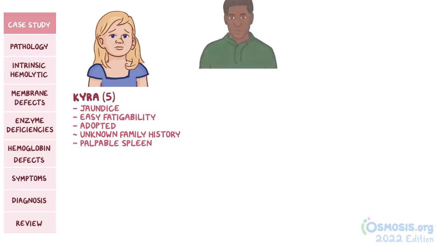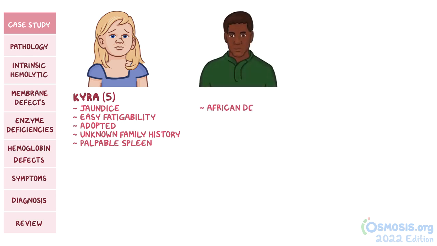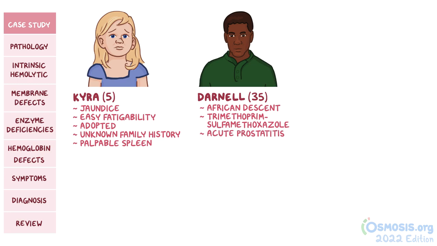Next to her, there's a 35-year-old person of African descent named Darnell, who started trimethoprim-sulfamethoxazole for treatment of acute prostatitis a few weeks ago. Recently, he developed jaundice, dark urine, back pain, and fatigue.